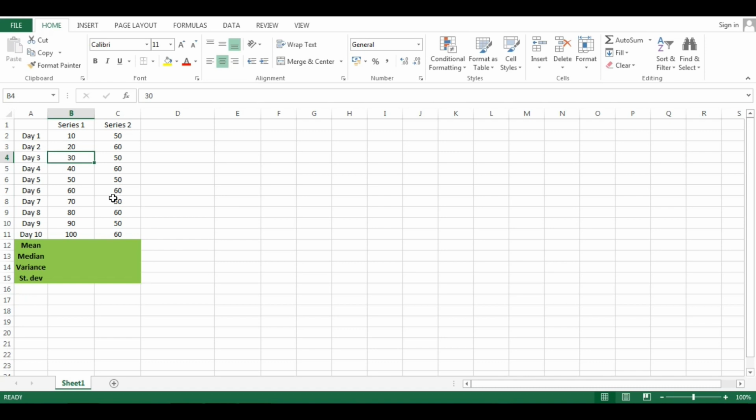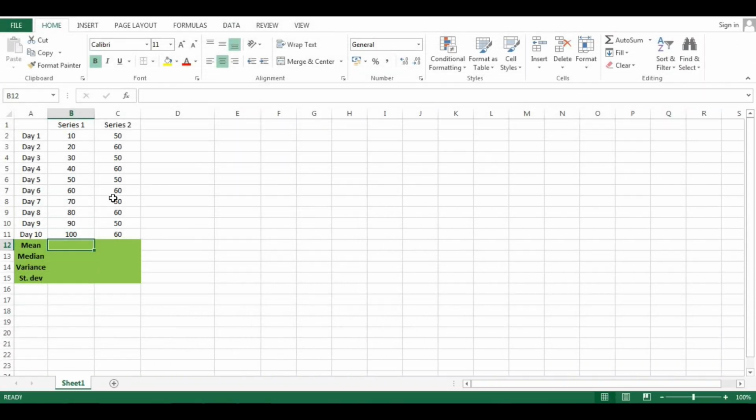On the other hand, you will notice that this series is pretty consistent. It's only 50, 60, 50, 60. So now the businessman can easily predict what his overall sales could be for a given day or the next day. And that's where variation and standard deviation play a very, very significant role.